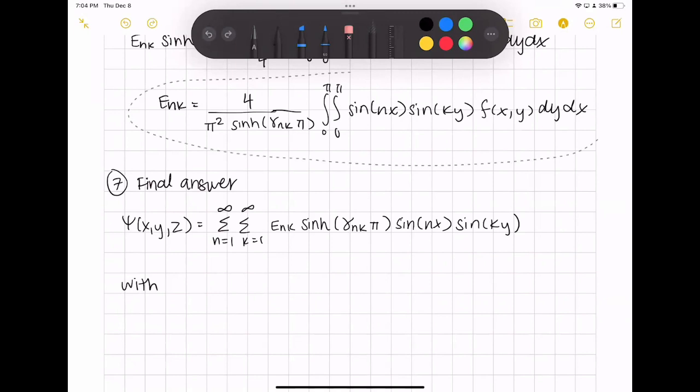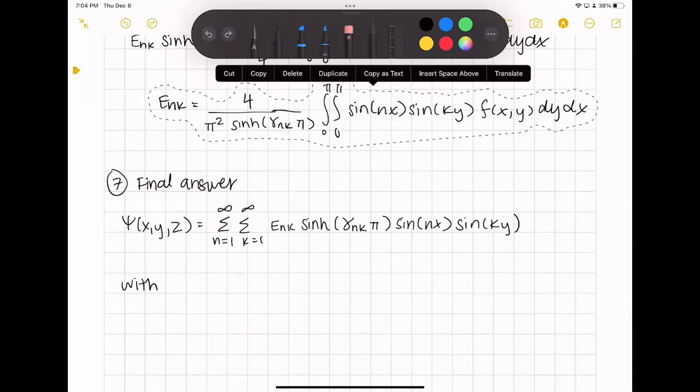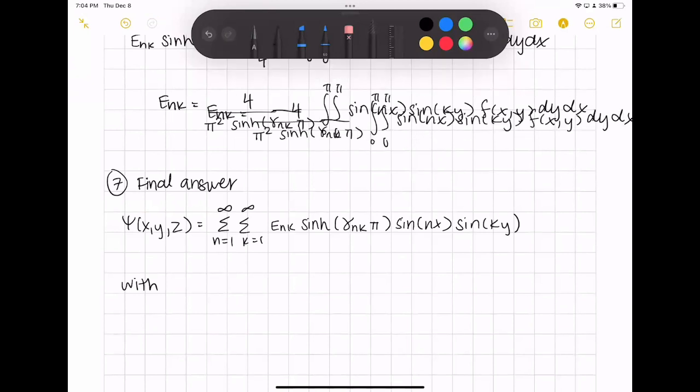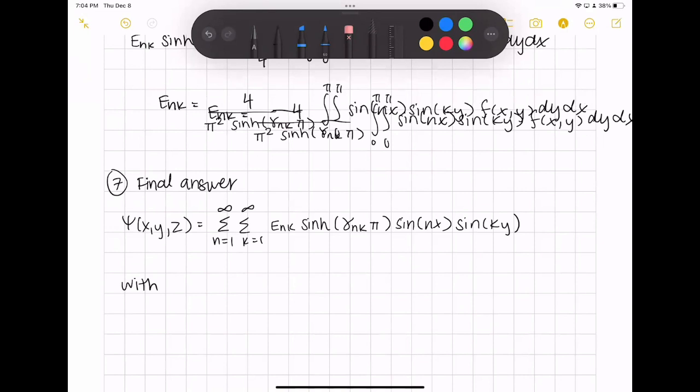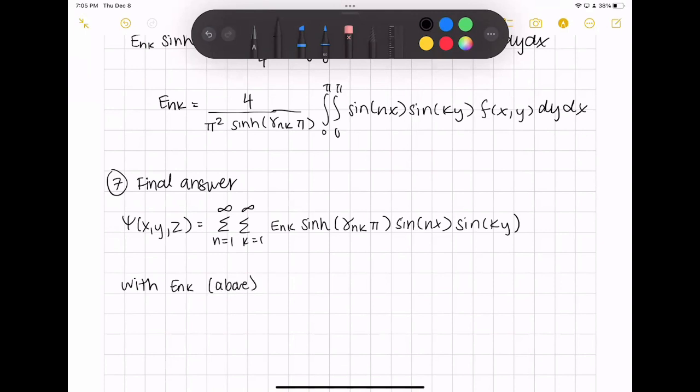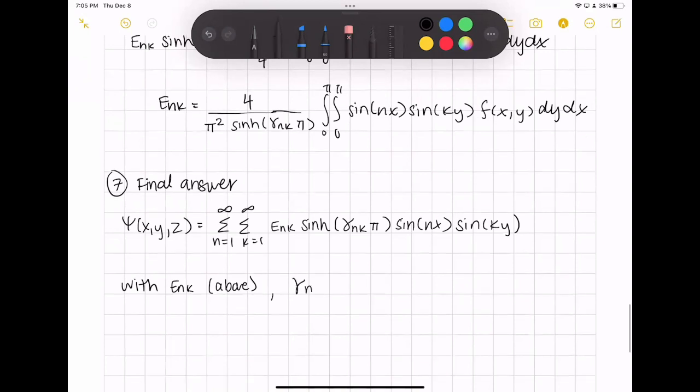So usually when I write down the final answer, you can just copy it down there, or we can just say that E_nk above, and we have to define this again, and that was equal to n squared plus k squared. All right, so that would be the final answer to this type of problem. And yeah, thank you.